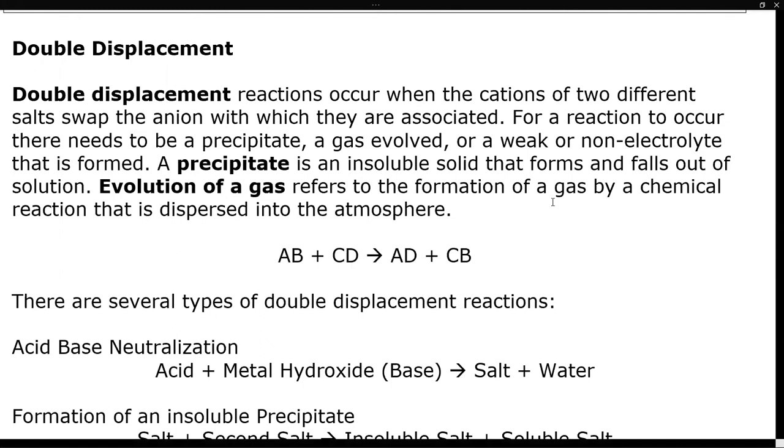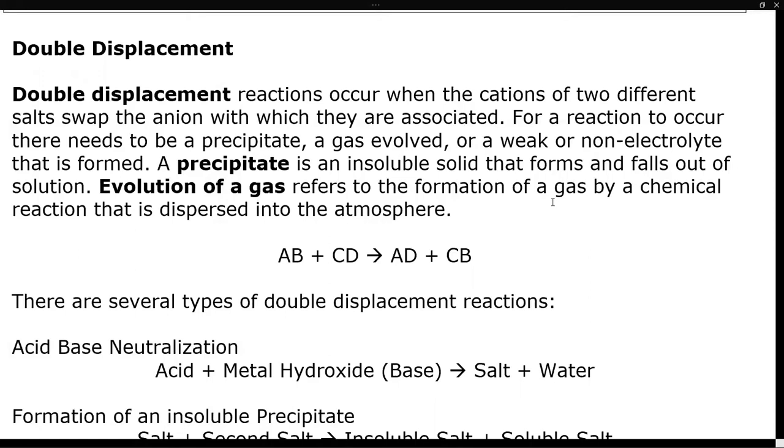Remember, a precipitate is an insoluble solid that forms and falls out of solution. That's where our water solubility rules are going to come in. If you're unsure of those, go back and look at that video, and it should be in the same playlist. The evolution of a gas means it's going to bubble, it's going to fizz, or gas is going to escape the solution in bulk and be dispersed into the atmosphere at large.